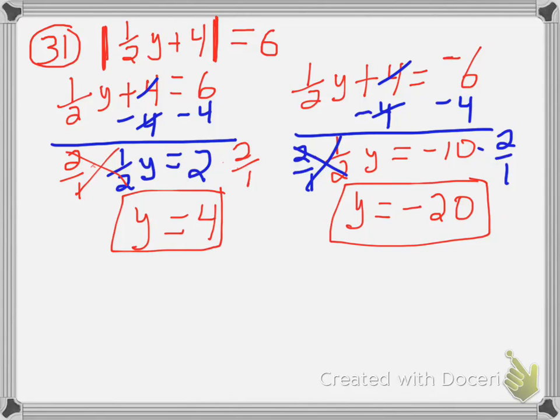Check them real quick. 1/2 of 4 is 2, 2 plus 4 is 6. Absolute value of 6 is 6. Substitute in the negative 20. 1/2 of negative 20 is negative 10. Negative 10 plus 4 is negative 6. The absolute value of negative 6 is also 6. So both of those work out. So either y equals 4 or y equals negative 20 is my answer. So both of those are good solutions.